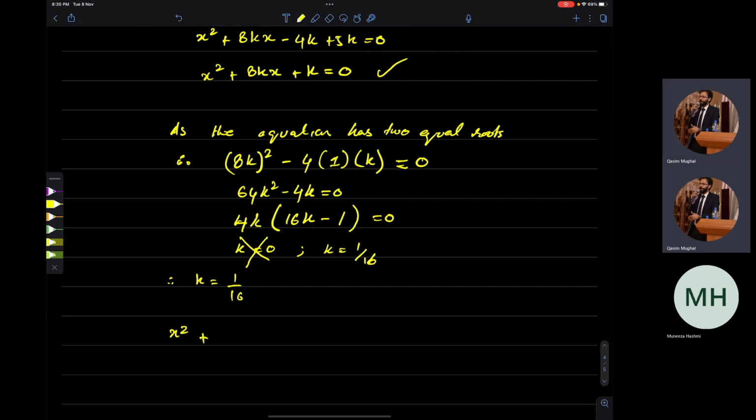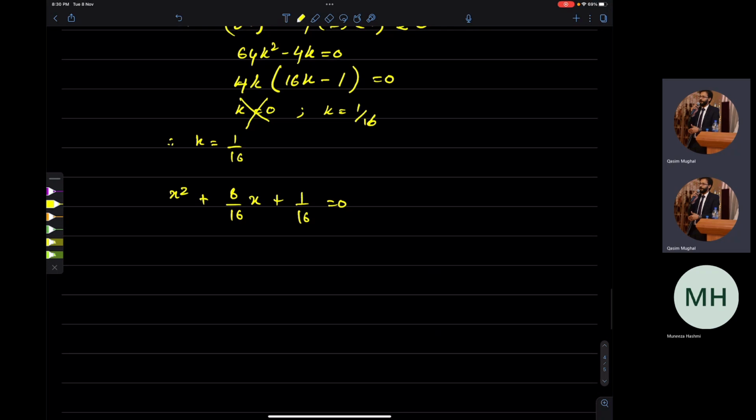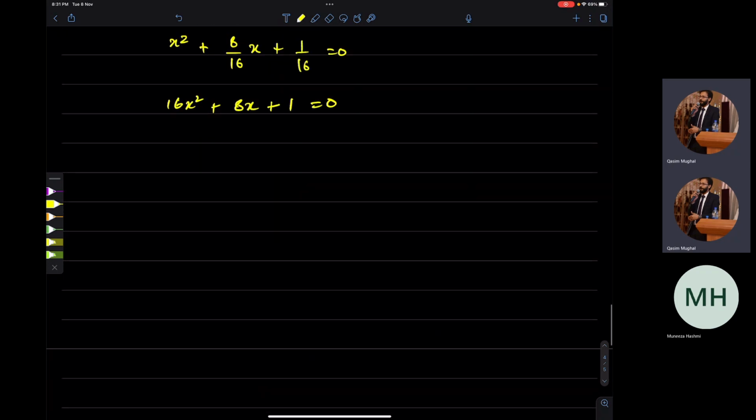x squared plus 8 over 16, x plus 1 over 16 equals to 0. Now I'm going to multiply the entire equation with the 16. So 16x squared plus 8x plus 1 equals to 0. All right, now I'm going to solve this one by using quadratic formula.